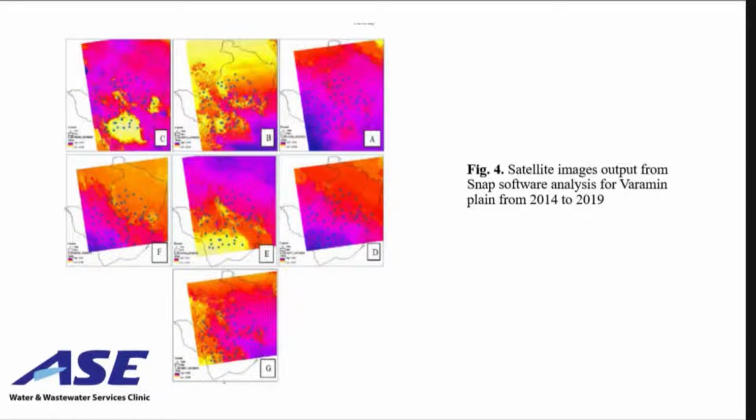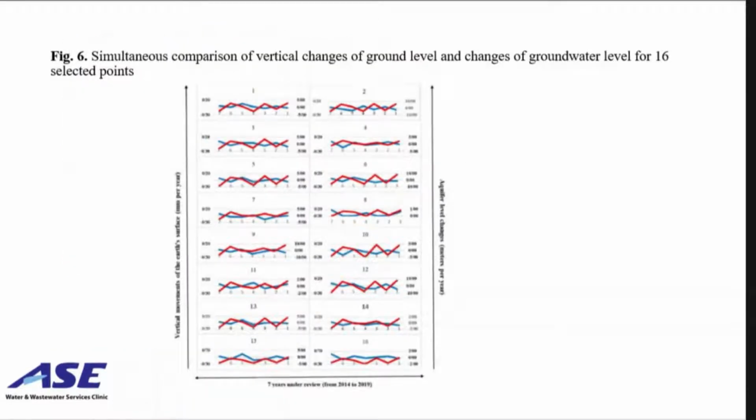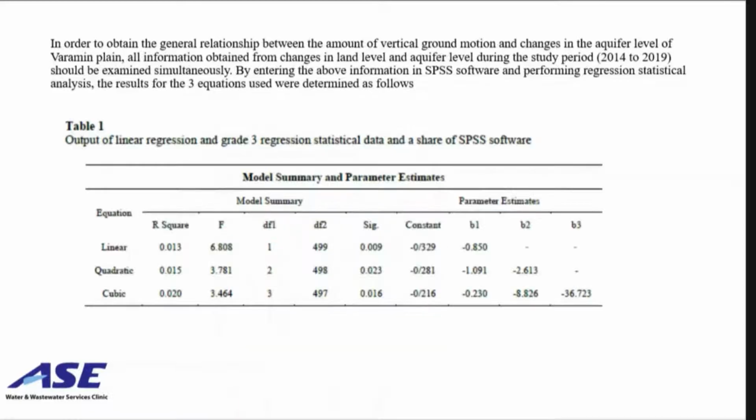We can see the satellite image outputs from SNAP software for the Varamin Plain from 2014 to 2019. These maps show land movements, which include subsidence and uplift. After that, we do some simulations and comparisons of vertical change and groundwater level change, and you can see that the vertical movements of the earth are plotted versus aquifer level change via graphs at different times during 7 years. We analyze it and find the results.